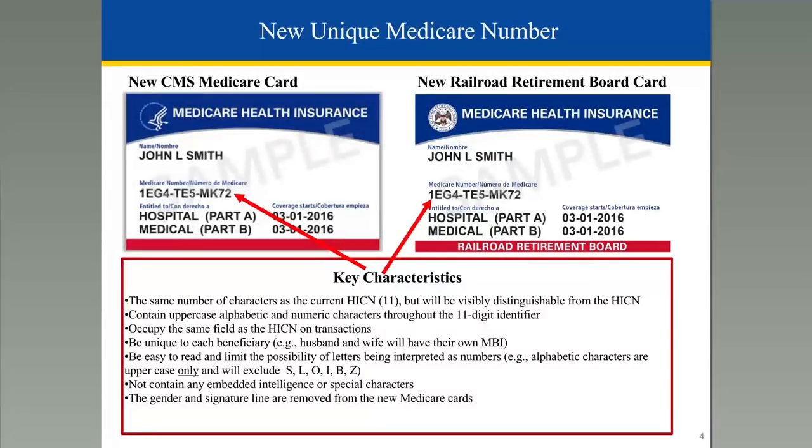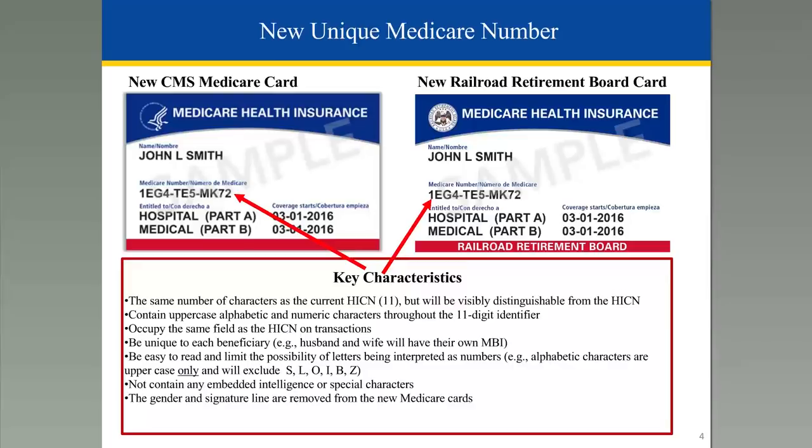All right, so hopefully you've seen the new card that we launched in September. What exactly is this new Medicare number that we are giving to our beneficiaries? It is 11 characters in length, same length as the current health insurance claim number today. So it can occupy the same field as any insurance number. It is both alpha and numeric, and as you can see, it is more of an equal distribution of numbers and letters.